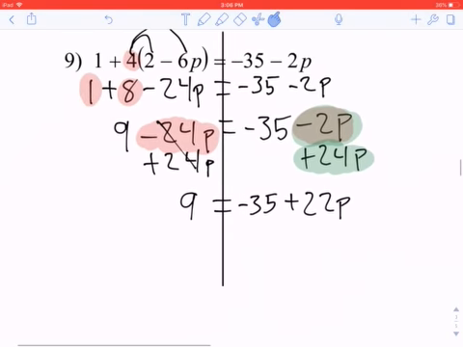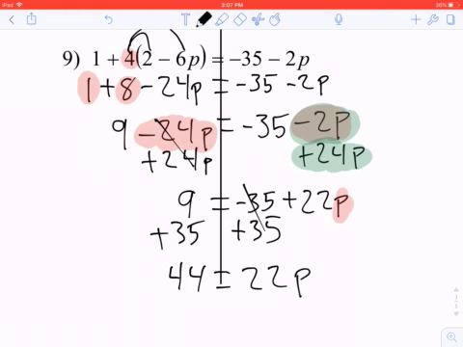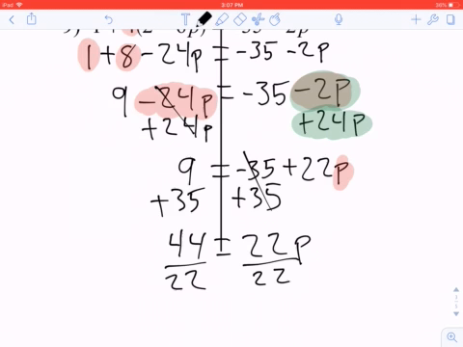We have now worked this equation down to a two-step equation where we are working to solve for p, and we need to move 35 and 22. We will get rid of negative 35 by adding 35 to both sides. This will leave us with 44 is equal to 22p. We will then divide 22 from both sides to find that p is equal to 2.